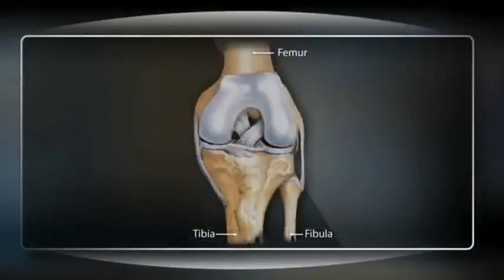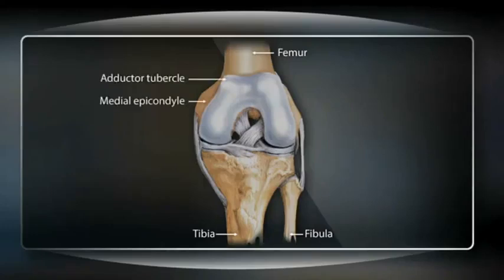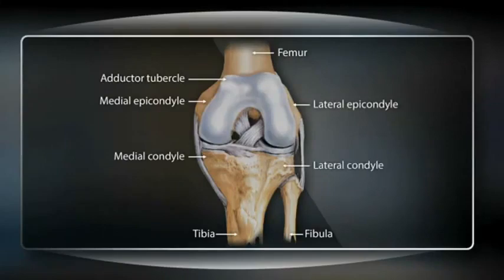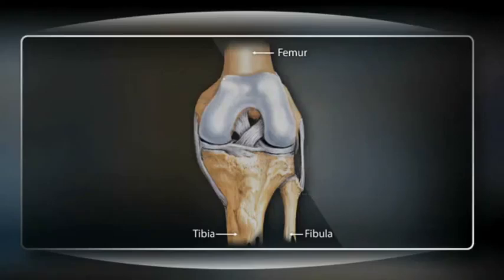To accurately assess the knee, the largest joint in the body, you must thoroughly understand the important features of the anatomy of the knee joint. On the medial surface, note the adductor tubercle, the medial epicondyle of the femur, and the medial condyle of the tibia. On the lateral surface, note the lateral epicondyle of the femur, the lateral condyle of the tibia, and the head of the fibula. Seven key structures determine knee function.